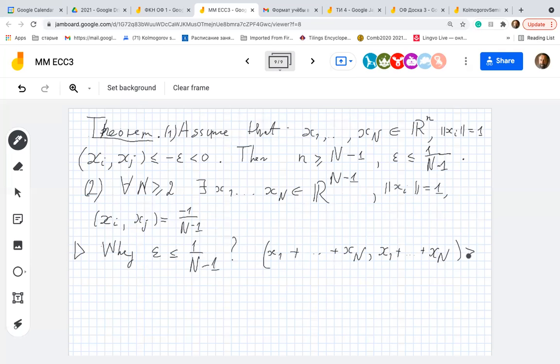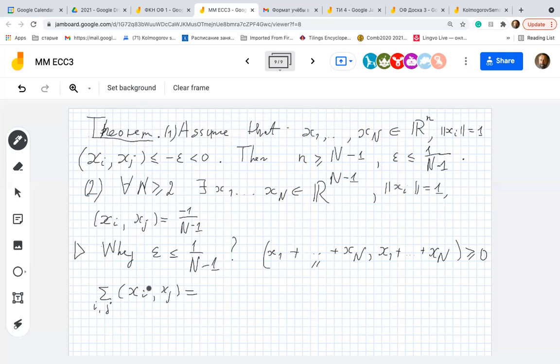First of all, we know that this is non-negative because this is the square of a vector. On the other hand, we can represent this inner product using linearity of inner product as the sum of all xi, xj, the product of xi and xj over all pairs of i and j.